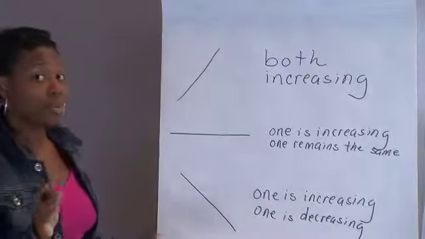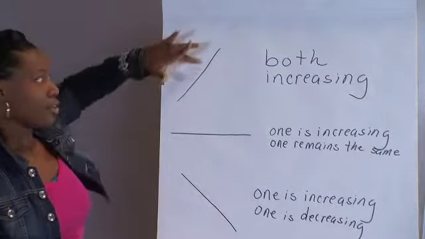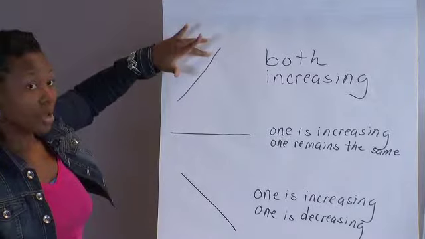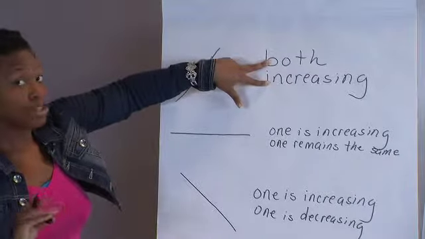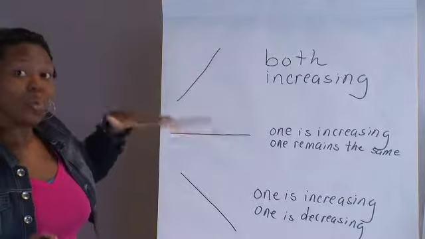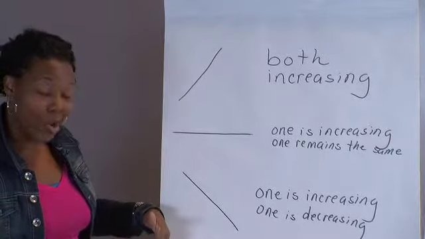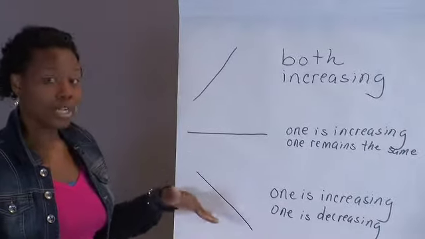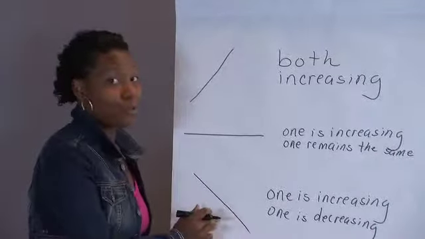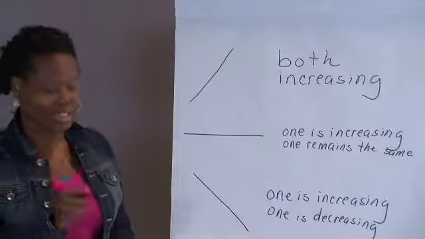So to recap, we're talking about interpreting graphs, Melanie. If part of the graph is going up, both things are increasing, whatever two things you're talking about. If the graph is a horizontal line, one is increasing, one is staying the same. If the graph is going downward, one is increasing, one is decreasing. Don't let this fool you. Both are not decreasing, okay? All right, so that's the first thing.